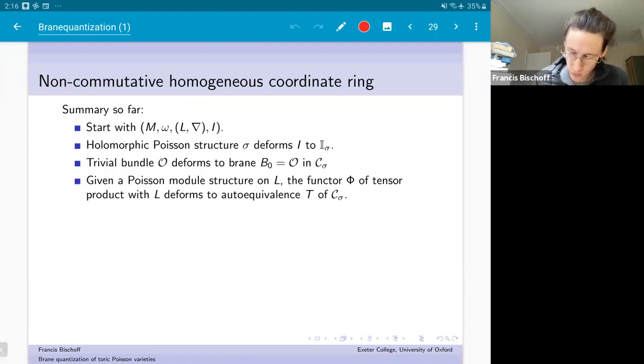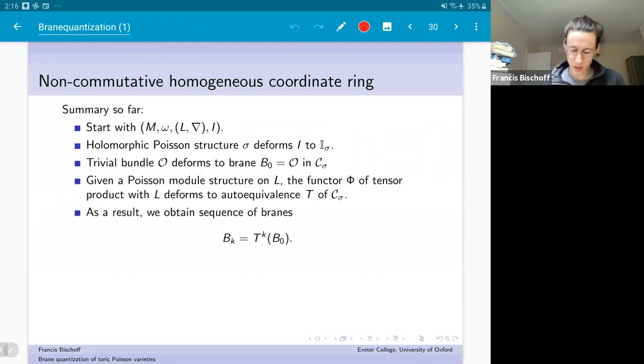So now what we can do is take this autoequivalence T and apply it to this brane B0, and that will allow us to define new branes. So we obtain a sequence of branes by successively applying T to this trivial brane here.